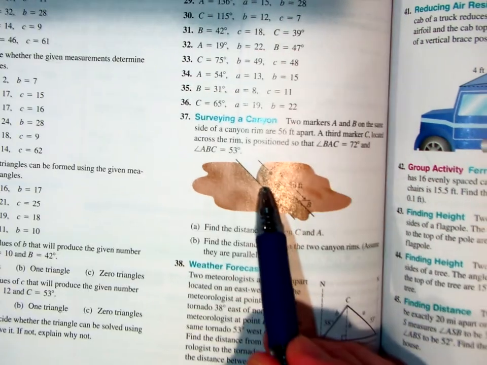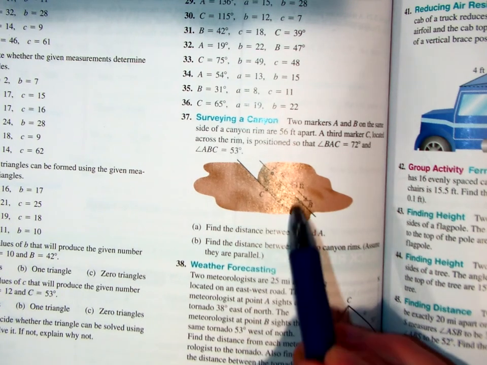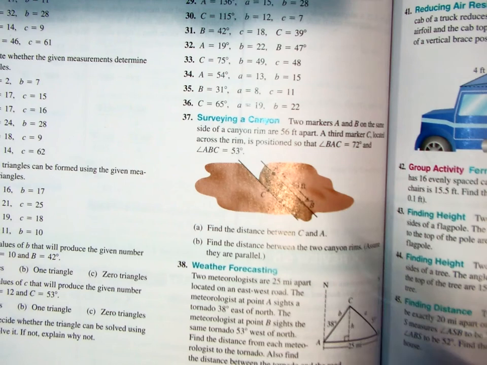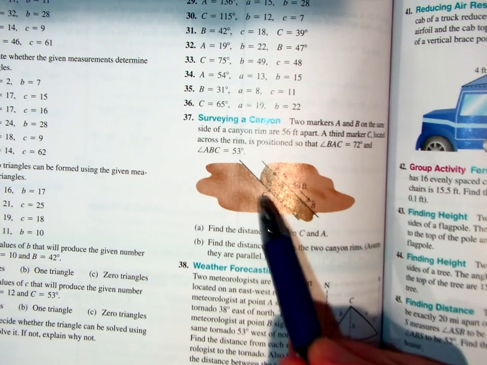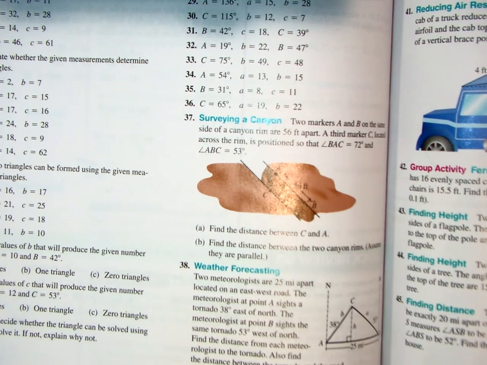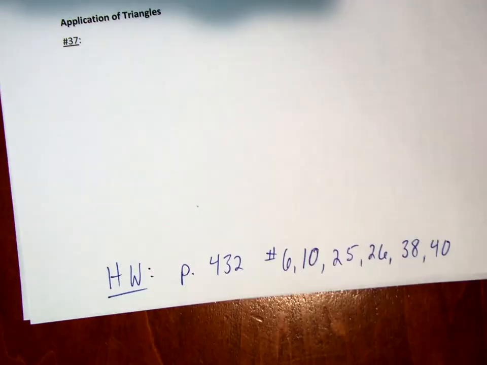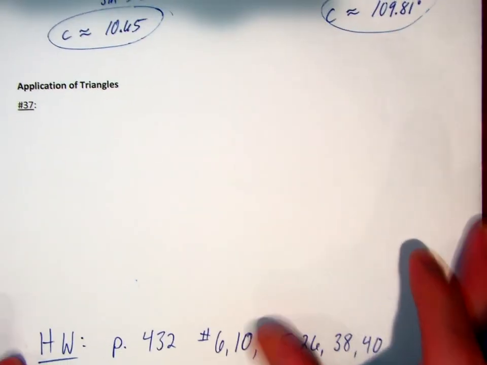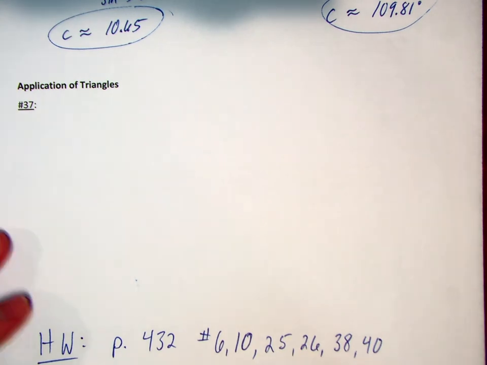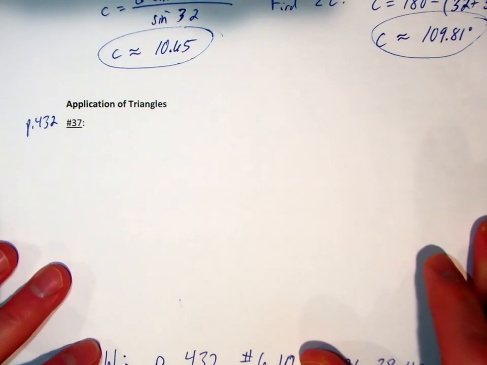We know that angle BAC is 72 and angle ABC is 53. It wants to know what is the distance between C and A and what is the distance between the canyon rims. In other words, what is the distance straight across there, assuming that they're parallel. All right, so I'm going to draw that picture right here, and then we can solve it. Again, this was on page 432, number 37.